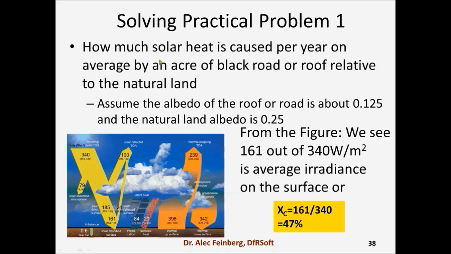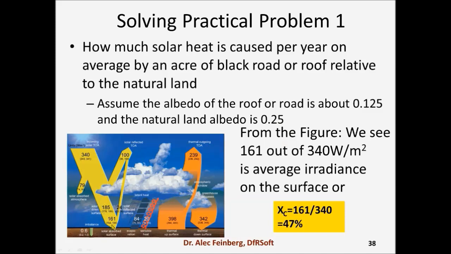How much solar heat is caused per year on average by an acre of black roads and roofs relative to the natural land? What we're going to do is assume the albedo of roofs and roads is about 12.5% reflective, and the natural land is just a little bit lower than the Earth's albedo, which is about 30%. The land albedo is a little darker because the Earth's albedo has clouds and stuff like that, so it's a little more reflective. So the Earth albedo is about 0.25%. So we have those values.